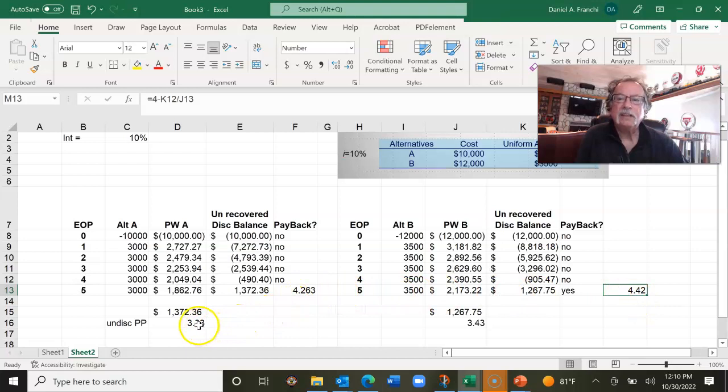Now you notice that the undiscounted payback period is less than the discounted payback period. Unless you have a really unusual situation, which I really can't think of right now, you will always have a shorter undiscounted payback period than the discounted payback period.